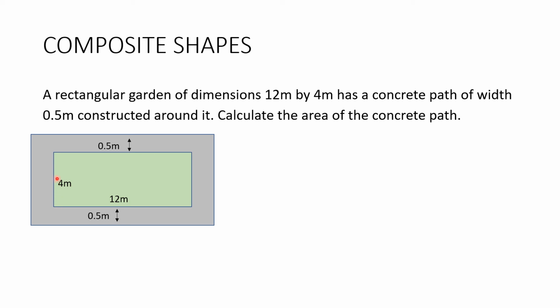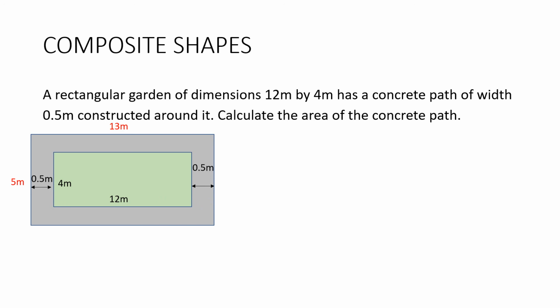However, we know that the path has got width 0.5 meters. So if we have a look at this dimension here, we've got 4 meters in the middle, and then half a meter here and half a meter here, and so the width of this larger rectangle is going to be 5 meters. We also know that the concrete path measures 0.5 meters this side and this side. So having a look along this dimension, we've got 12 plus 0.5 plus 0.5, which is 13 meters.